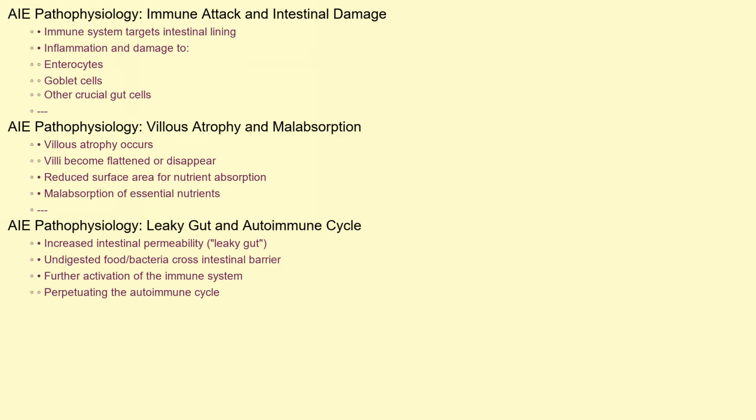fats, and proteins. The inflammation also causes increased intestinal permeability, often referred to as leaky gut, which allows undigested food particles and bacteria to cross the intestinal barrier and further activate the immune system, perpetuating the autoimmune cycle. This complex interplay of immune dysregulation, inflammation, and impaired absorption underlies the debilitating symptoms of AIE.